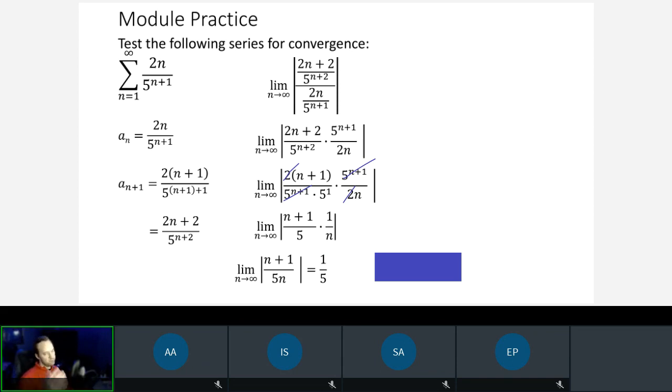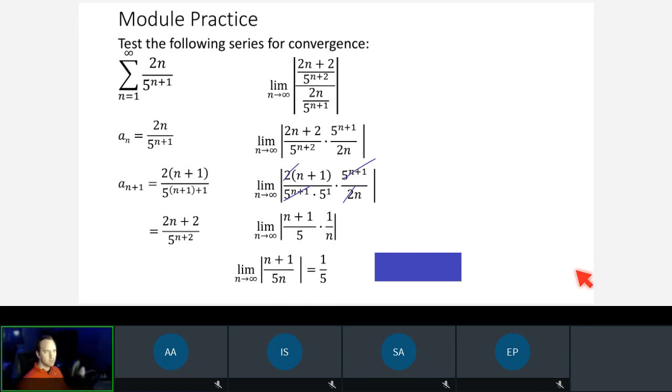And the absolute value of 1/5 is still 1/5. So let's say we didn't reduce this part. In the bottom here, you would have 2n plus 2 over 10n. So then you would have 2 divided by 10, which becomes 1/5. You would still get the same answer. So using the ratio test, the r value is 1/5. It is less than 1.